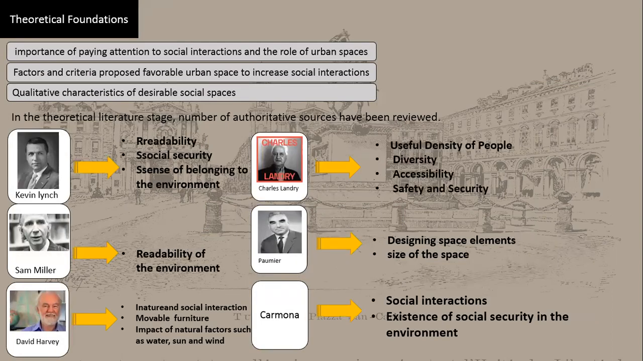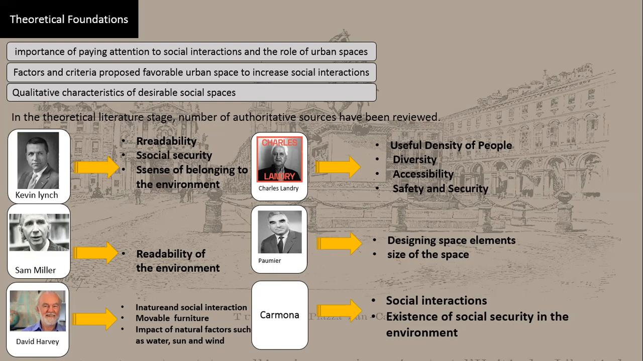In the first part, we talk about the importance of paying attention to social interaction and the role of urban space from the point of view of urban planning experts. We mentioned in our article that social interaction plays an important role in people's lives, and how urban space helps to achieve this. But we skip this issue due to lack of time.